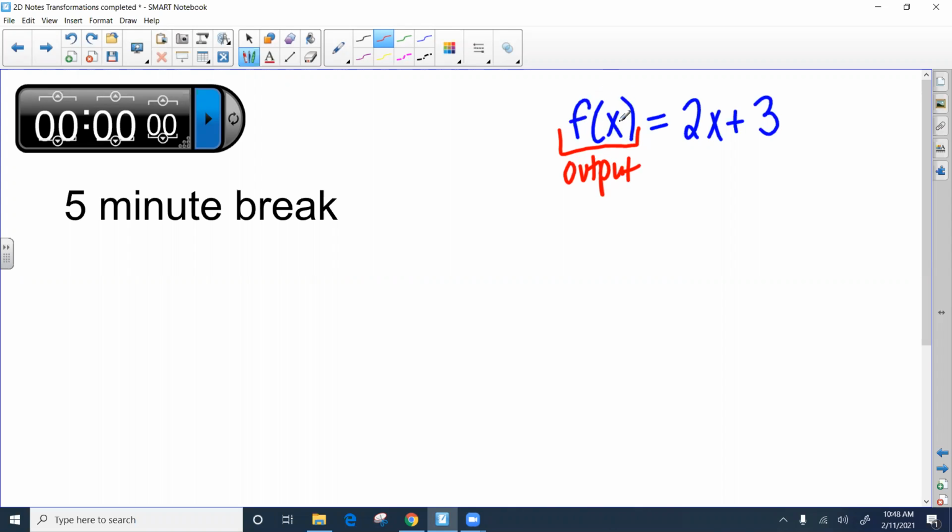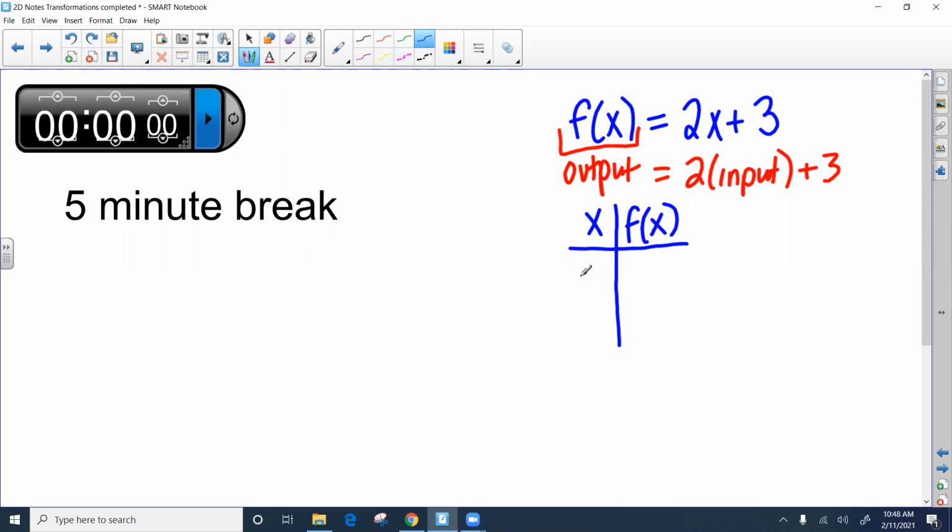So this statement is saying output equals 2 times the input plus 3. And that allows us to find the output for any input we want. One way to keep track of that is with an input-output table like this. So the x's are the inputs and the f of x is the output.